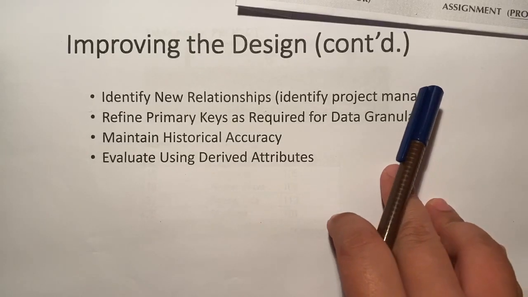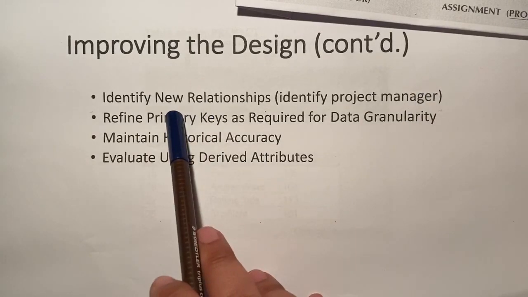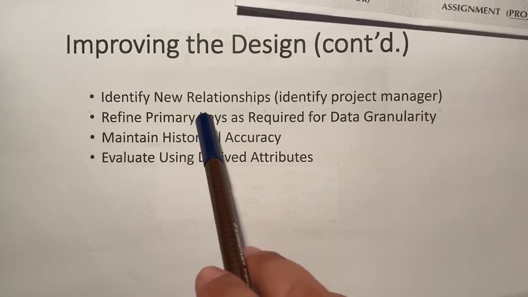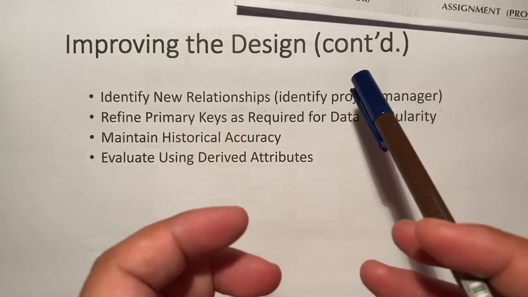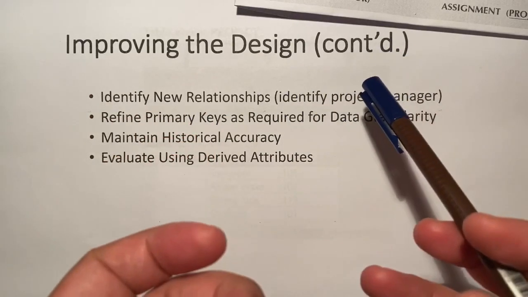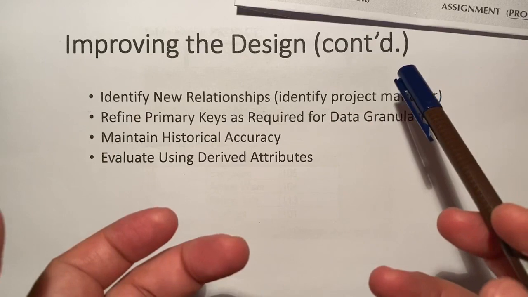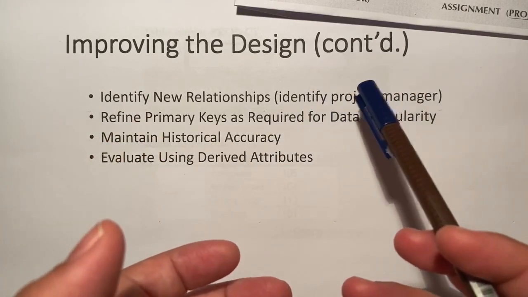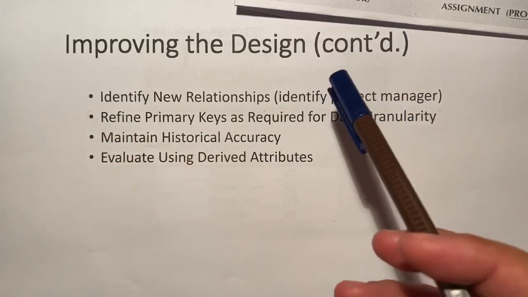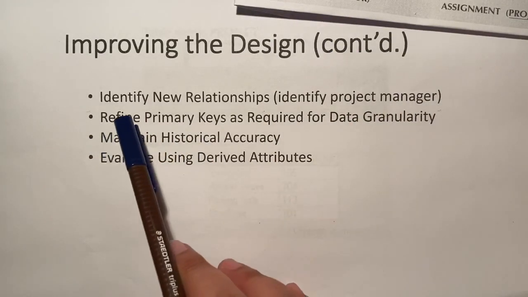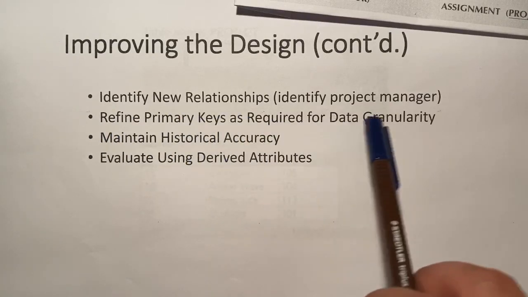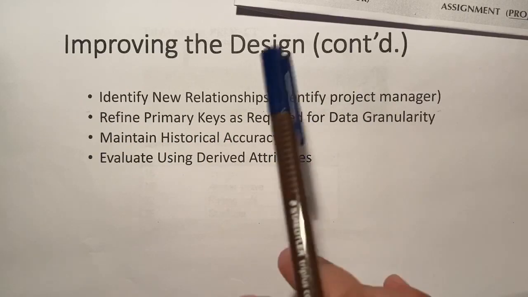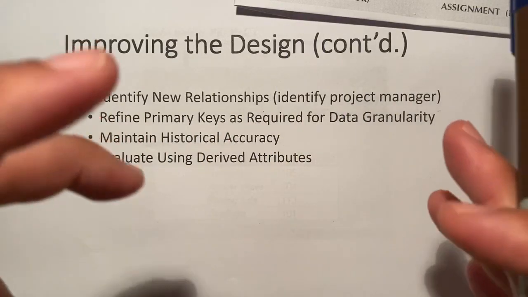Other than that, probably we can find new relationships between the tables, and then we update accordingly. So probably some tables will have new foreign keys, for example, because they have relationships. And then if we have the foreign key, we need to update the attribute, right? So refine primary keys as required for data granularity. Maintain historical accuracy, maintain the previous data that we have.